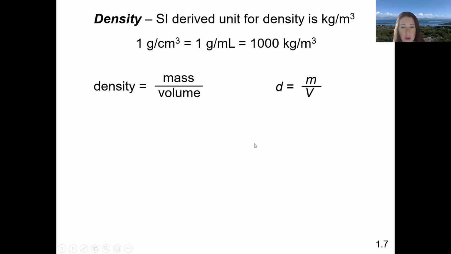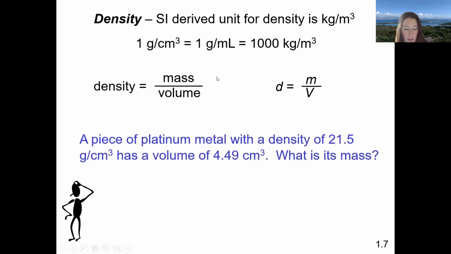And just like I've shown you before, probably if you've taken this class, you don't even need to know this because you can just use unit conversions to find your density. So for example, a piece of platinum metal with a density of 21.5 grams per centimeter cubed has a volume of 4.49 centimeters cubed. What's its mass? Okay, so you can do this 2 different ways.